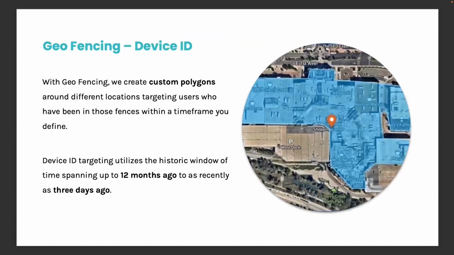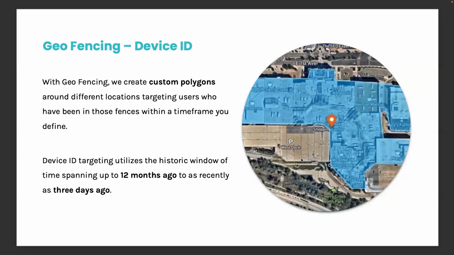So there's different types of geofencing. Device ID is one that we use quite a bit. So what is device ID? That looks at where your device has been in the past. So we can draw custom polygons or shapes around key points of interest. So in this example here in the screenshot, we have a shopping mall and we've drawn a polygon around all the units of the shopping mall, but we excluded the parking lot and some other businesses around in the streets.